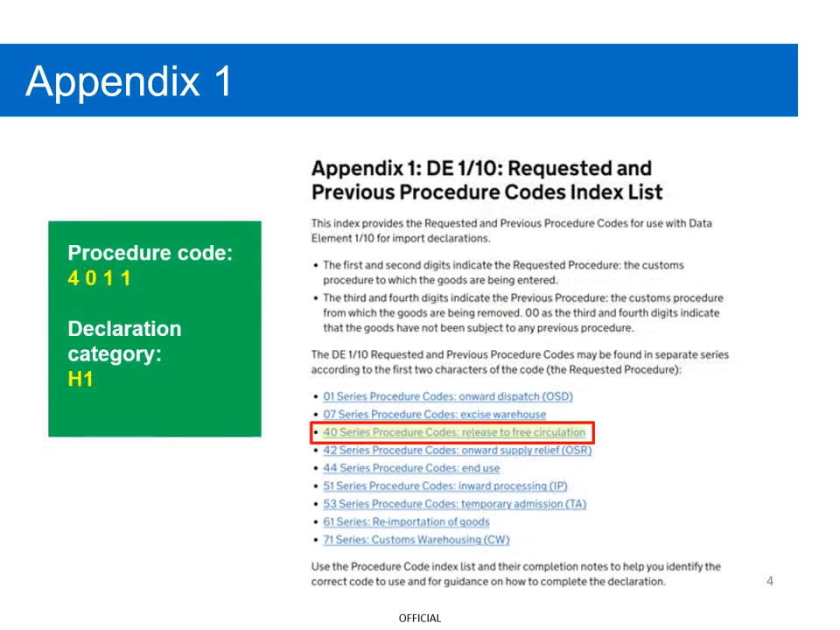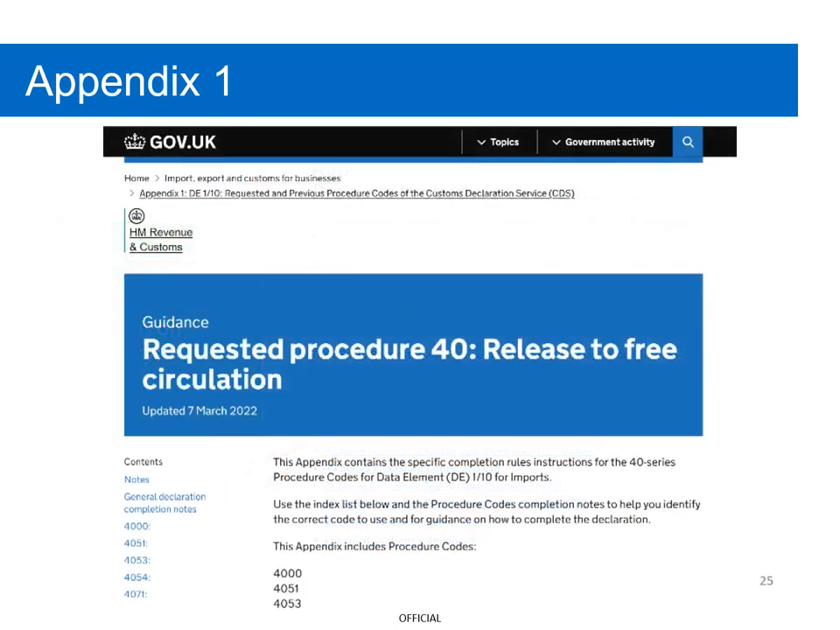Hallie now needs to validate that her identified procedure code of 4000 is still compatible with her declaration category H1. To do this, Hallie scrolls back up to the Requested and Previous Codes Index List section and clicks on 40 Series Procedure Codes released to free circulation. Hallie is then brought to the Requested Procedure 40 Guidance page. She selects the hyperlink 4000 on the left-hand side.